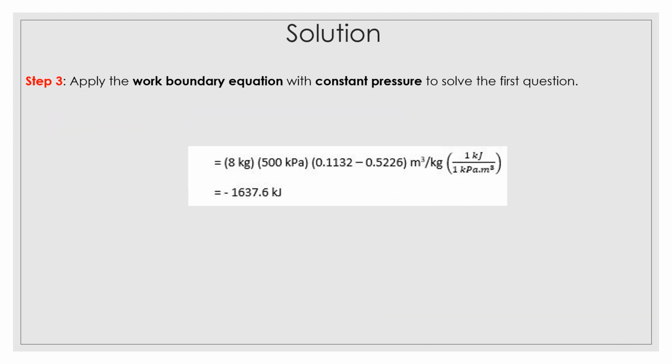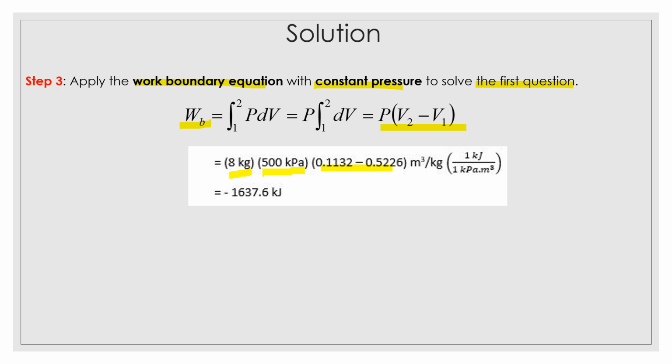Next, third step, apply the work boundary equation with constant pressure to solve the first question. So this is the equation for the work boundary, where we use 8 kilogram, 500 kilopascal, and the specific volume, and finally we managed to get negative 1637.6 kilojoule. This one we have already completed, for the question related to the work boundary.